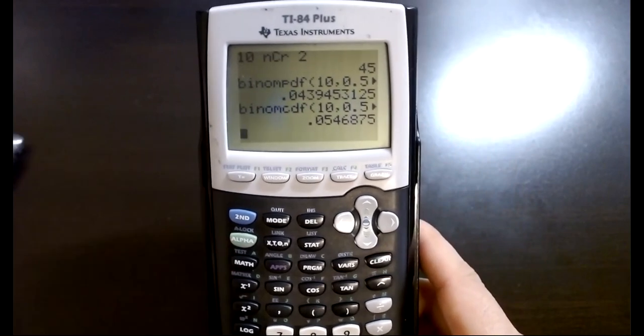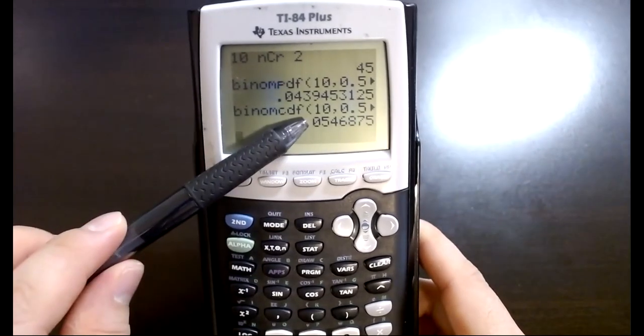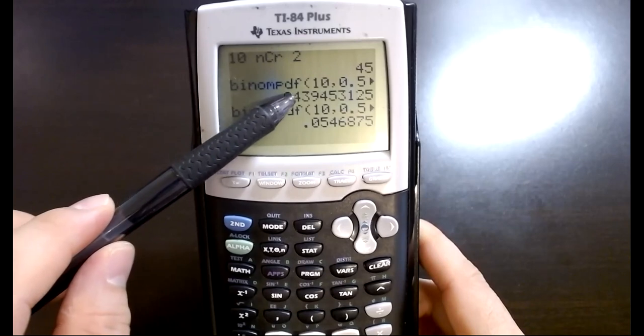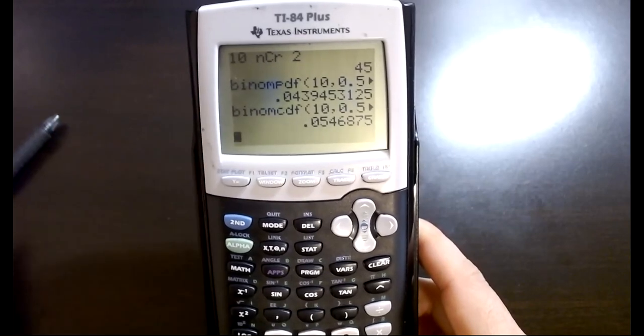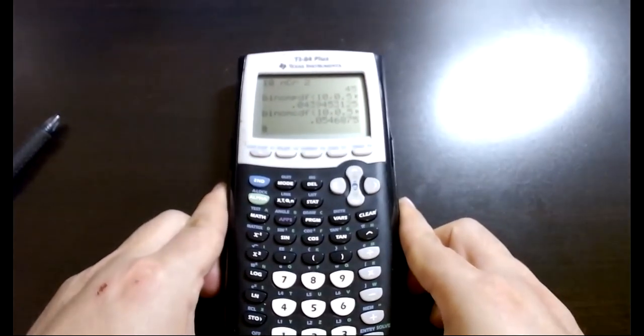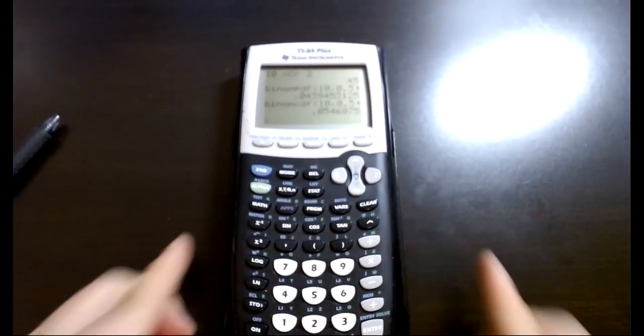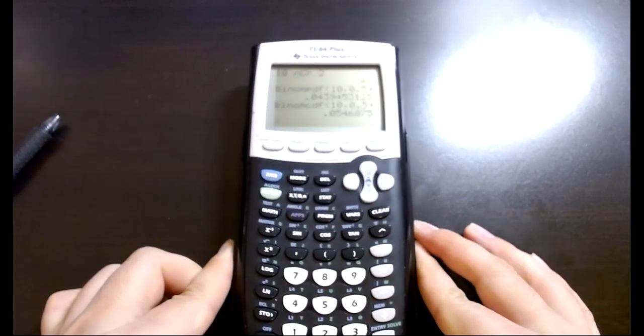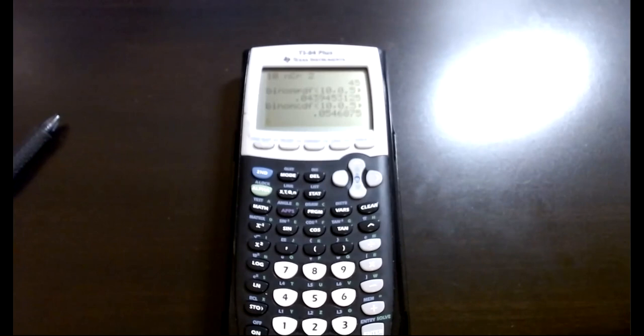Now we see that definitely CDF must be greater than PDF. It makes sense, right? This is 0.04. This is 0.054. Okay, all right. So this is how to calculate the probability mass function of the binomial distribution using a calculator, and then you learned how to calculate the combination and permutation using the calculator.